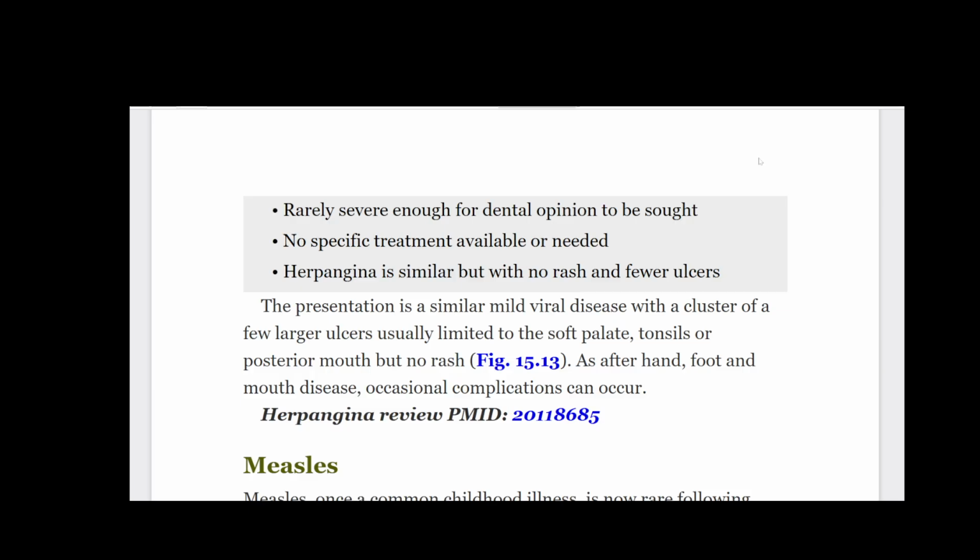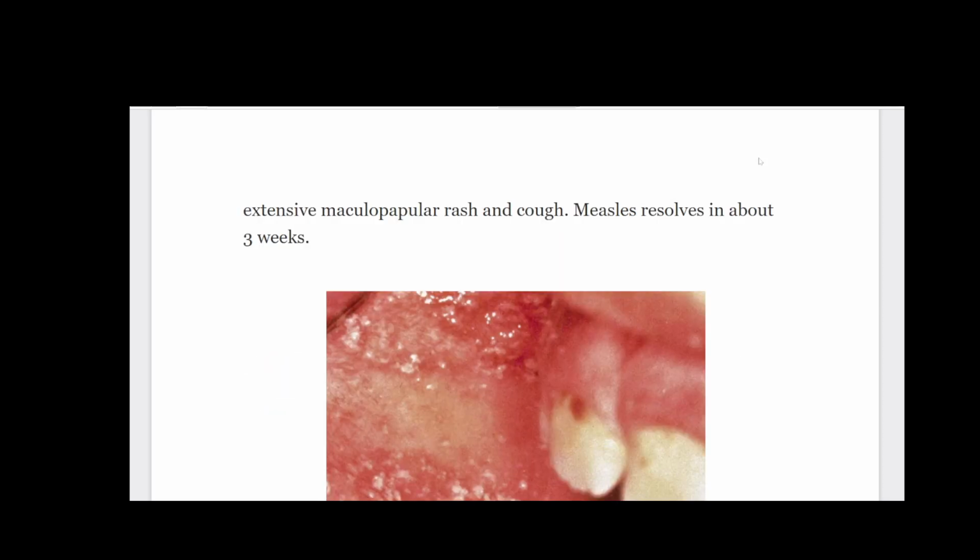However, the spots are very variable, have been reported to be absent in vaccinated children and also to occur late in the disease. Recognizing Koplik spots is therefore very helpful, but the oral lesions require no treatment. The main effects are the fever, extensive maculopapular rash and cough. Measles resolves in about 3 weeks.